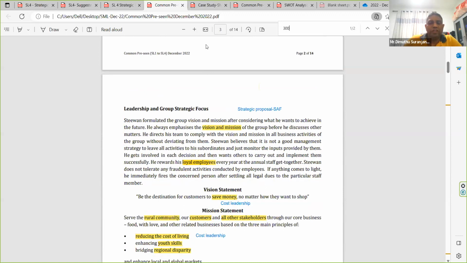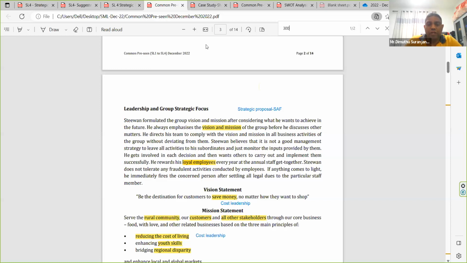Stephen believed that it is not good management strategy to leave all activities to subordinates and just monitor the input provided by them. Get involved in each decision and then want others to carry out and implement them successfully. He gets involved in each decision. Should be a little bit more task orientation, no? And want others to carry out and implement them successfully.